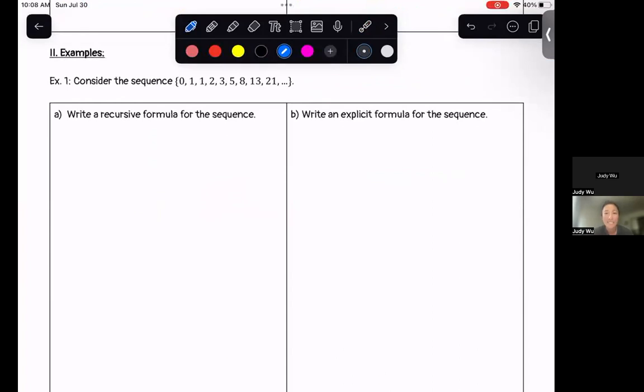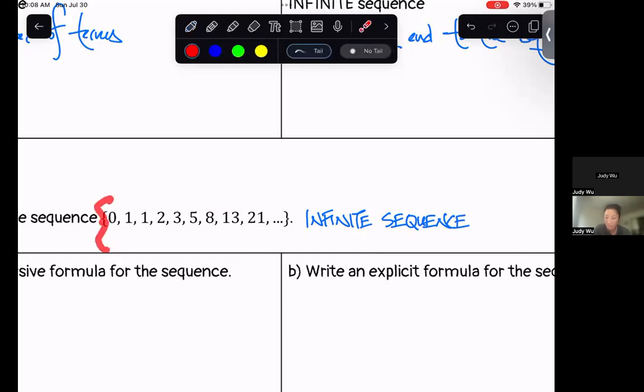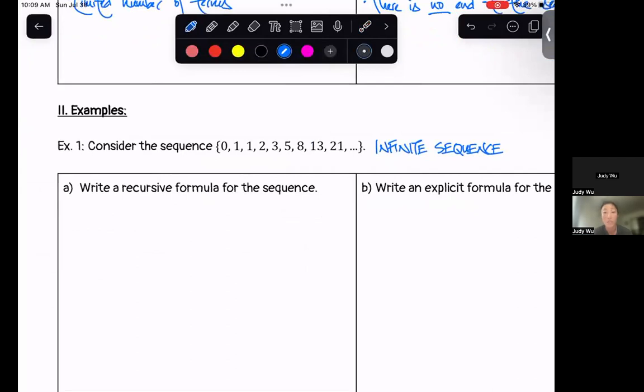Example 1. Consider the sequence 0, 1, 1, 2, 3, 5, 8, 13, 21, and it keeps going. So this, my friends, would be an example of an infinite sequence. The way we list the numbers, we use these squiggly brackets to denote the numbers inside of there. Because we have the dot, dot, dot, we know that we have an infinite sequence. It goes on forever and ever.